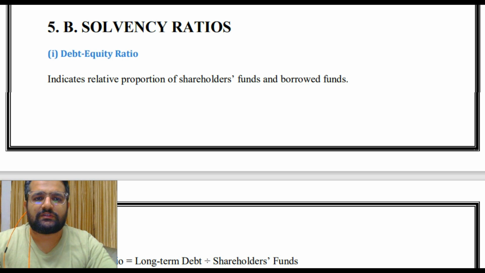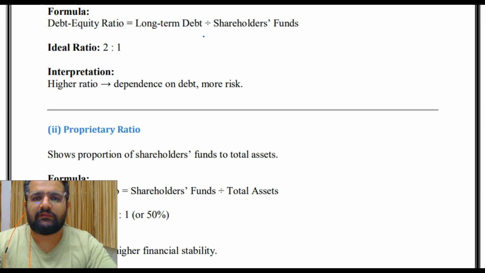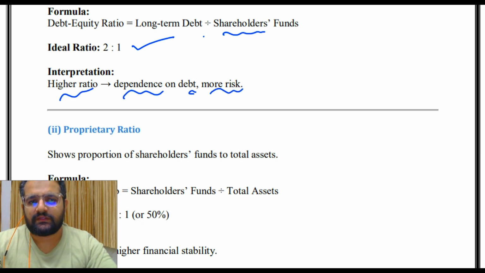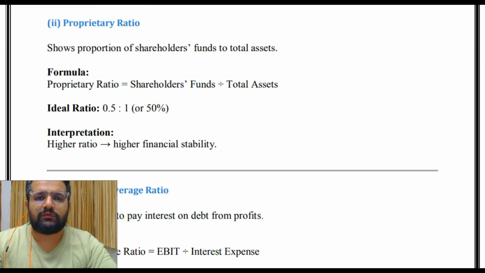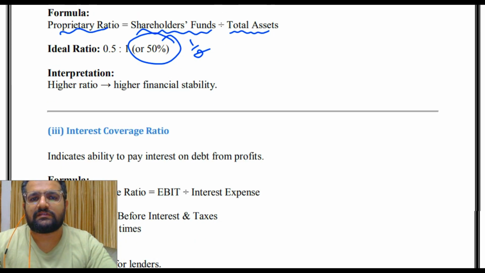Then solvency ratio. Debt equity ratio indicates the relative proportion of shareholders funds and borrowed funds. Formula: debt equity ratio is long-term debt divided by shareholders fund. Ideal ratio 2:1. Interpretation: higher ratio, dependence on debt, more risk. Proprietary ratio shows the proportion of shareholders fund to total assets. Formula: proprietary ratio is equal to shareholders fund divided by total assets. Ideal ratio is 0.5:1, that is 50% or 1/2. Then interpretation: higher ratio, higher financial stability.